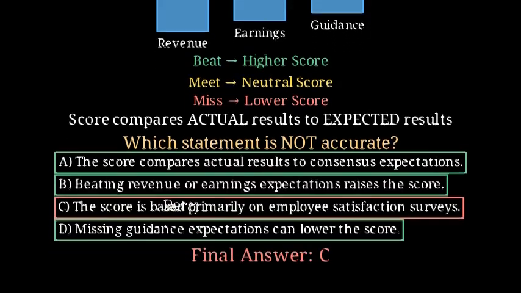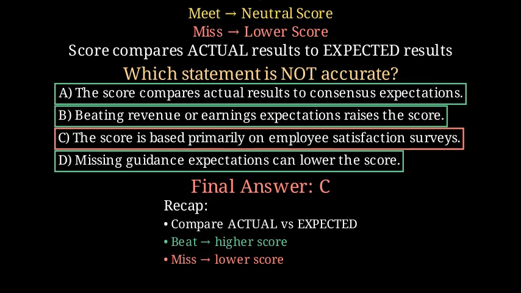Let's summarize. The investor expectations standard compares actual company results to what investors expected, especially around revenue, earnings, and guidance. Beating expectations helps the score, meeting expectations keeps the score steady, and missing expectations lowers the score. So the statement that is not accurate is statement C. The score is based primarily on employee satisfaction surveys.